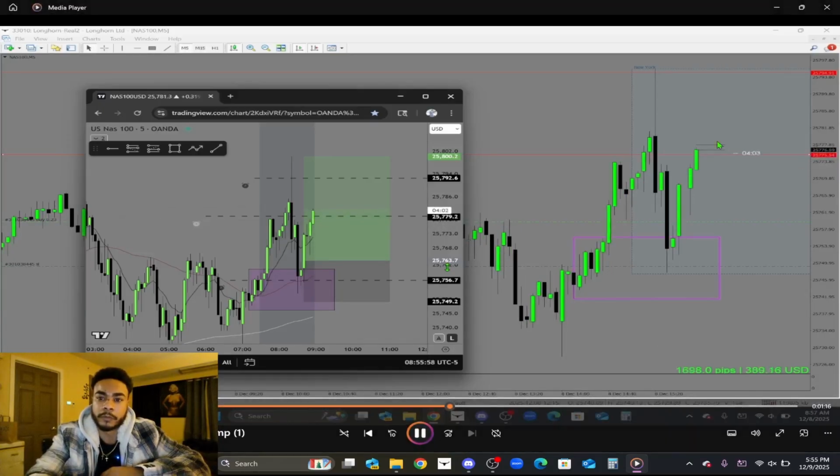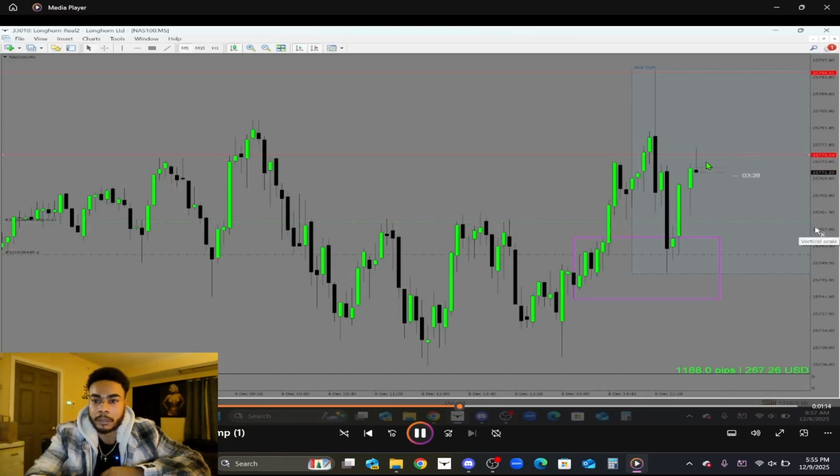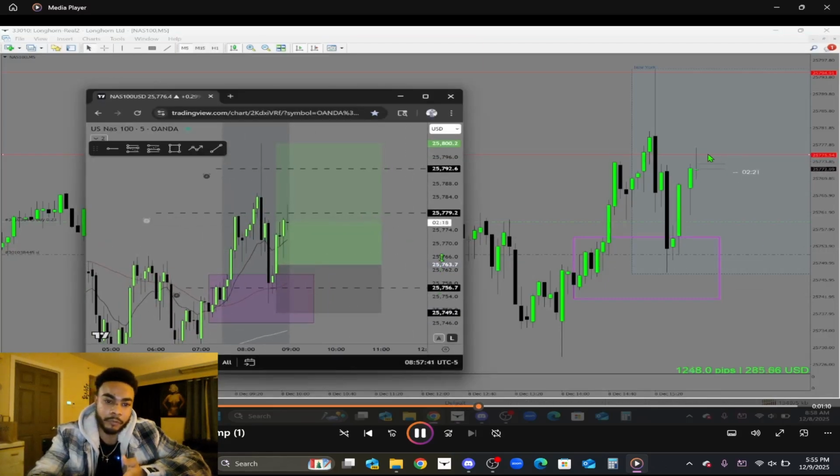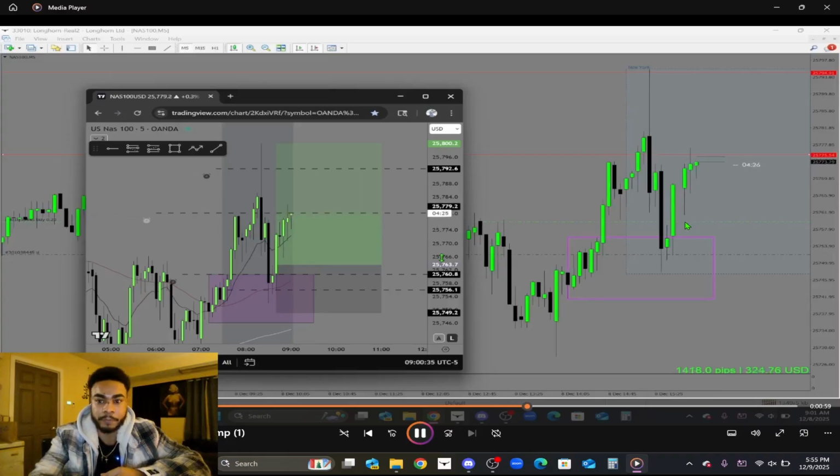So right here, take profit one got hit, and I didn't close out any partials. I didn't close out half of the trade like I normally should. I normally will close out half of the trade once take profit hits, and then I'll move my stop loss near break even, if not to break even itself.